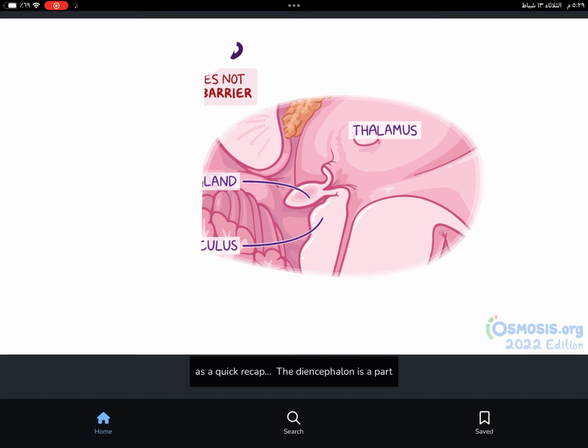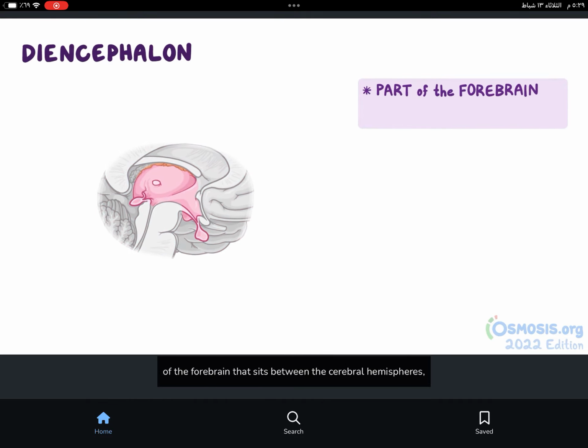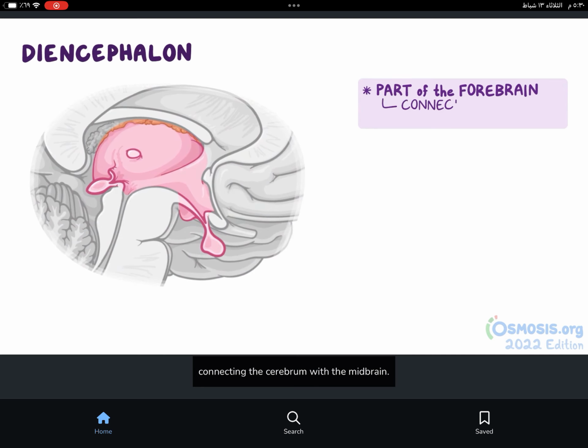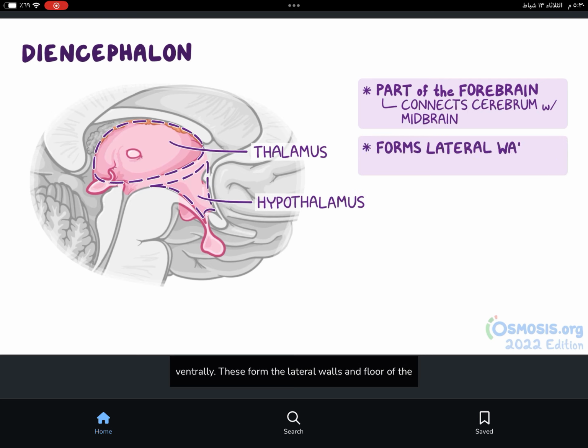Alright, as a quick recap, the diencephalon is a part of the forebrain that sits between the cerebral hemispheres, connecting the cerebrum with the midbrain. It contains the thalamus, dorsally, and the hypothalamus ventrally. These form the lateral walls and floor of the third ventricle.